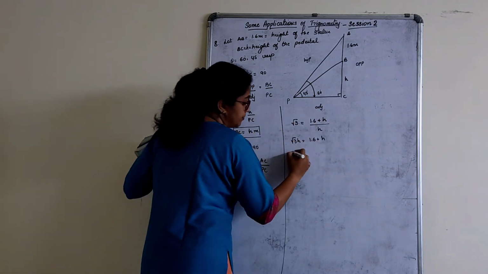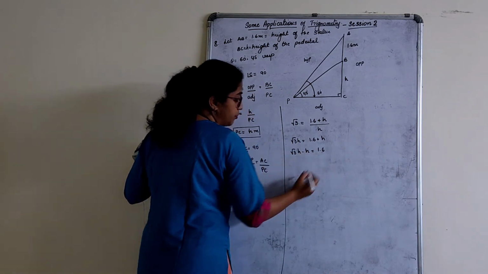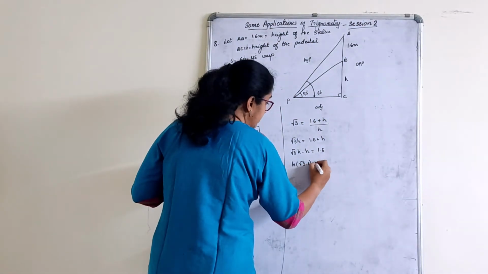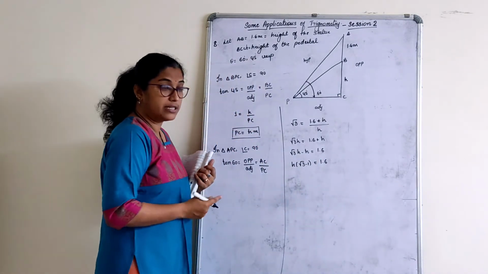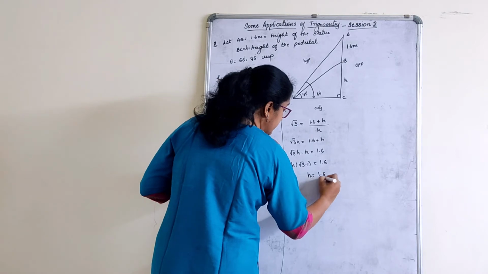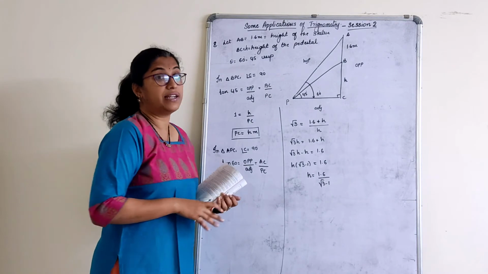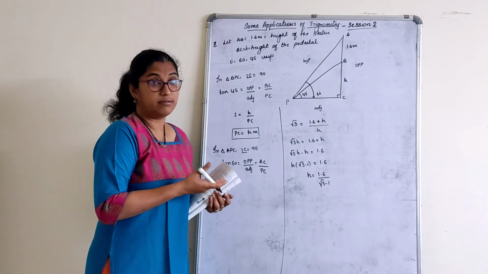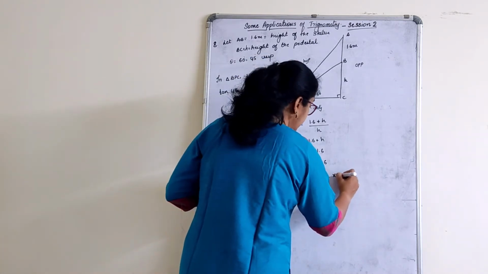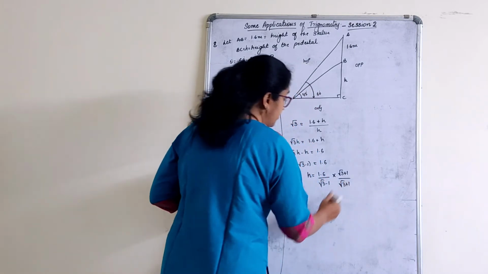Shift H this side. Root 3 H minus H is equal to 1.6. I take H common: H times root 3 minus 1 is equal to 1.6. We have to find out H here. H is equal to 1.6 divided by root 3 minus 1. Is this the answer? Actually, this is the final answer, but we cannot keep the fraction in terms of root. Rationalize: multiply by root 3 plus 1 over root 3 plus 1.